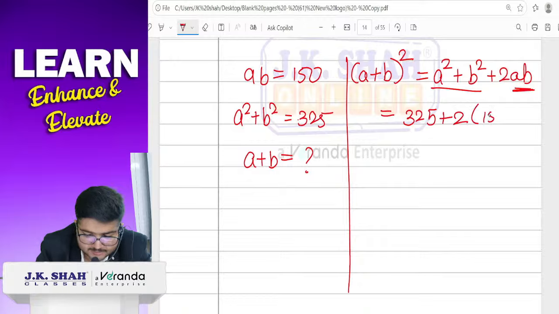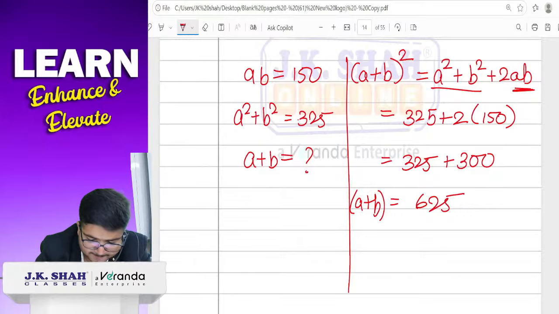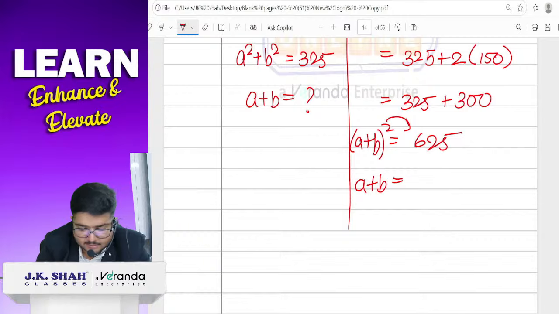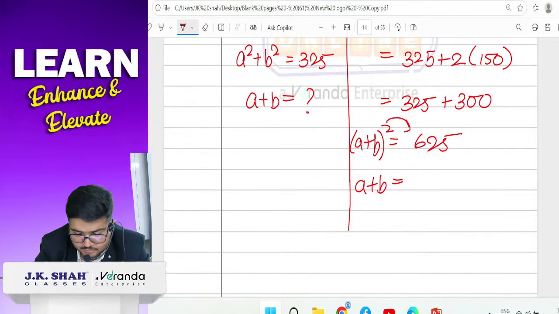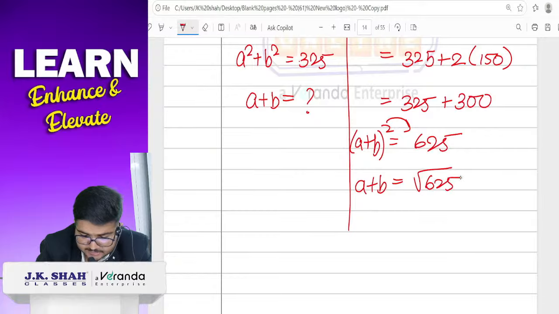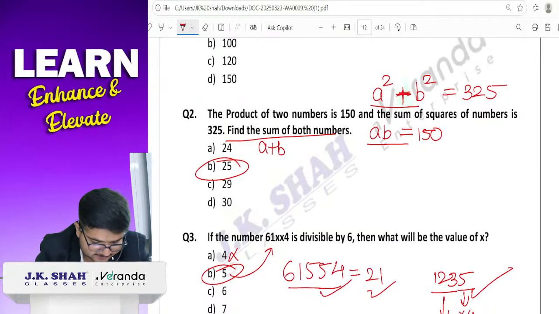It is 150. Now 325 plus 300 is 625, but this 625 is the value of a plus b the whole square. Now I want only a plus b, so I will put this square on the other side of the equals to, and it will become square root. Square root of 625 is 25, and therefore the answer of the question is 25, option B. Right.